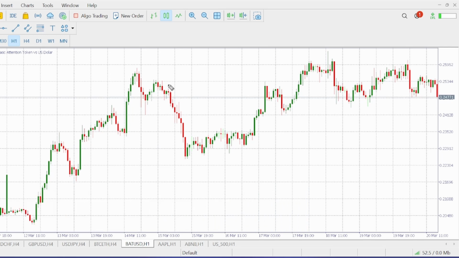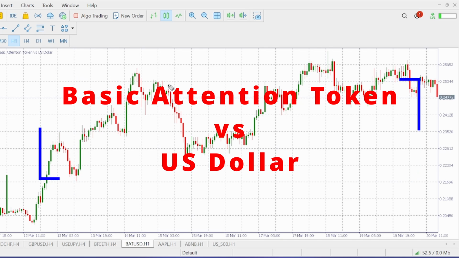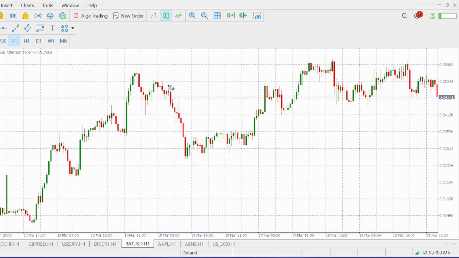Today we shall be looking at Basic Attention Token versus US dollar on the 1 hour time frame. First of all, we need to identify the horizontal area of sensitivity, the upper and the lower zone, buy and sell pressure.